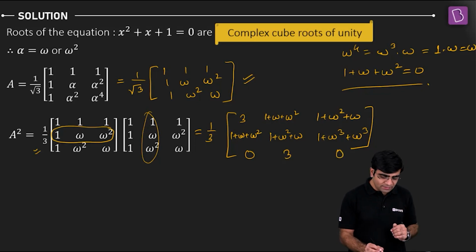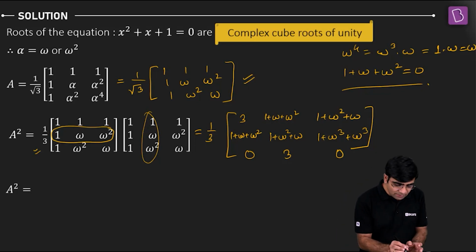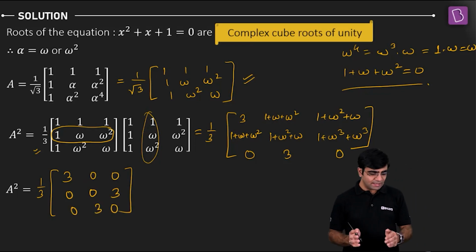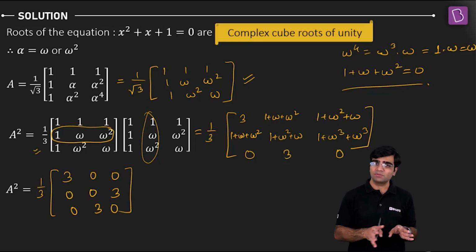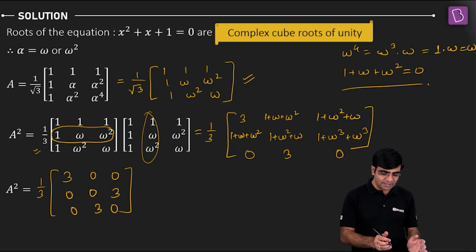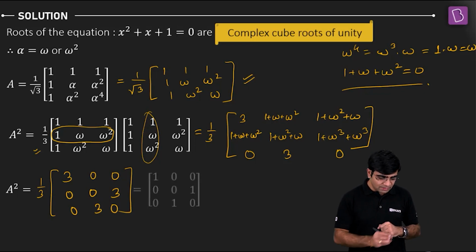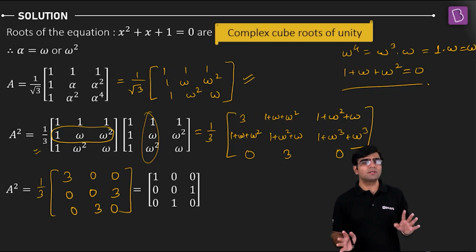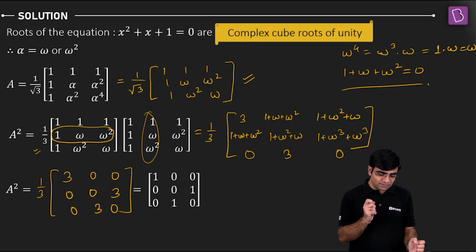So I can infer from here that my value of A square will become nothing but 1 by 3 times the matrix 3, 0, 0, 0, 0, 3 and 0, 3, 0. I can easily take that 3 out of this matrix, right? 3 is common from every element. So when I take 3 common, we get 3 into 1 by 3, so that 3 gets cancelled. What will I be having here? This is equal to 1, 0, 0, 0, 0, 1 and 0, 1, 0. Sorted. So we got the value for A square as 1, 0, 0, 0, 0, 1 and 0, 1, 0. This is not identity, right?